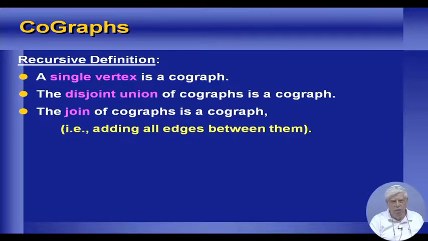And I want to introduce the family of cographs, and then we will merge the two ideas together. A cograph is defined in this recursive manner. A single vertex is a cograph. The disjoint union of cographs is a cograph. And the join of cographs is a cograph. Join means that I take a bunch of cographs and I add all of the edges between them.